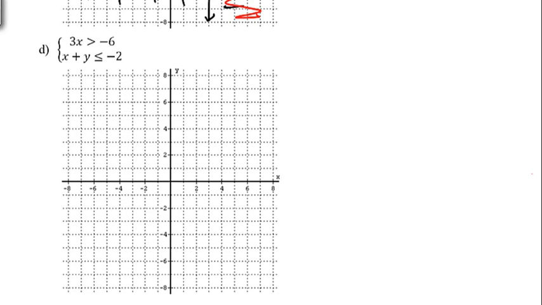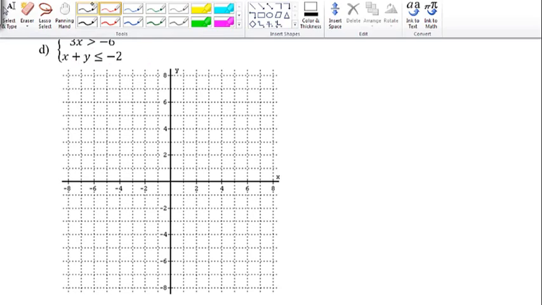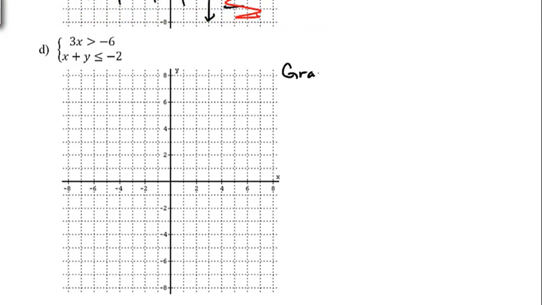And our last example here, 3x is greater than negative 6 and x plus y is less than or equal to negative 2. So first we want to graph 3x is greater than negative 6, and if we divide both sides of this by 3, we really just have a vertical line here. X equals negative 2. There's no equal sign, so we graph it as a dashed line. And it's greater than, so we want everything to the right.